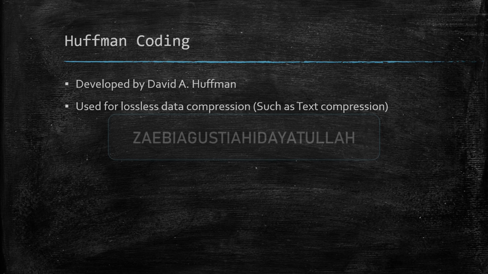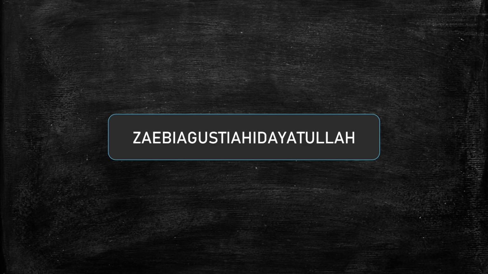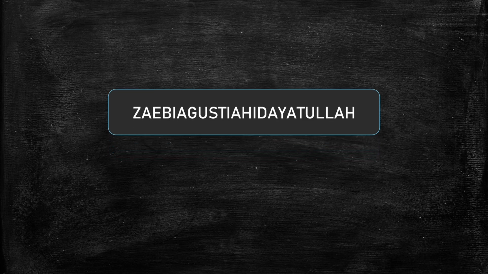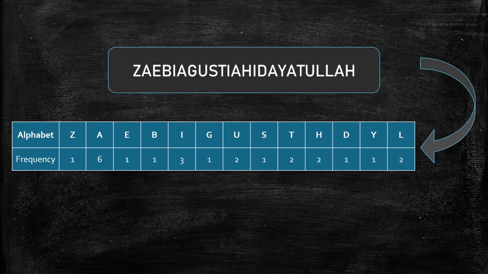Speaking about text, let's jump into an example of how to use the Huffman coding method for text data compression. For this example, I will use my own name, Zaibi Agusta Hidayatullah, and I'll remove the space characters just to make it easier. After that, we need to group each unique character with how often it is used in the text, or you could say the frequency of each character.